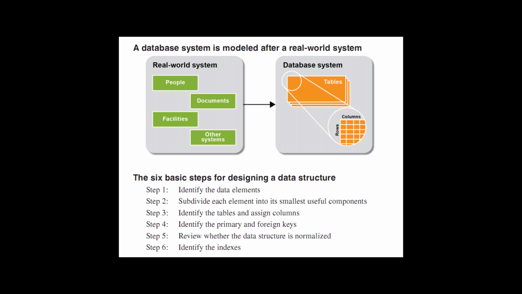The first step is to identify the data elements. The second step is to subdivide each element into its smallest useful components. Step 3 is to identify the tables and assign columns. Step 4 is to identify the primary and foreign keys. Step 5 is to review whether the data structure is normalized. And step 6 is to identify the indexes. So we're going to need to fully understand how to perform all 6 steps here in order to design a data structure the right way.